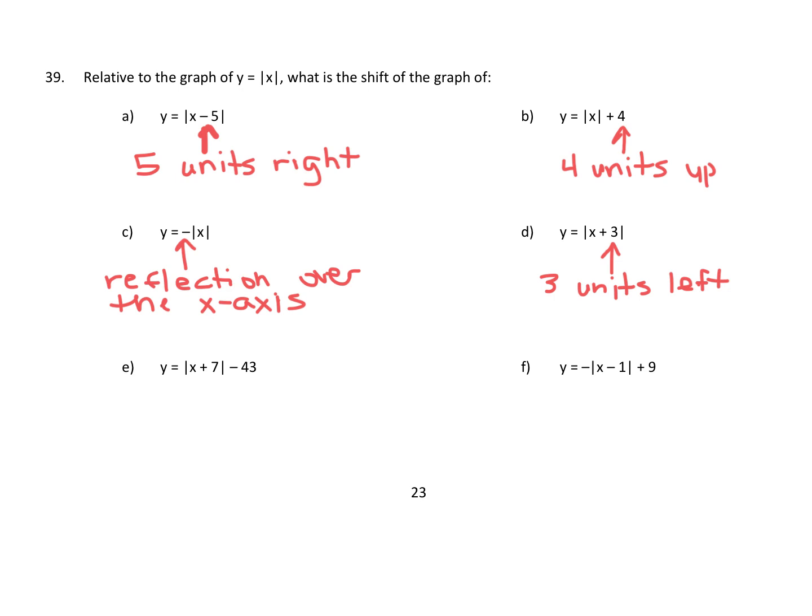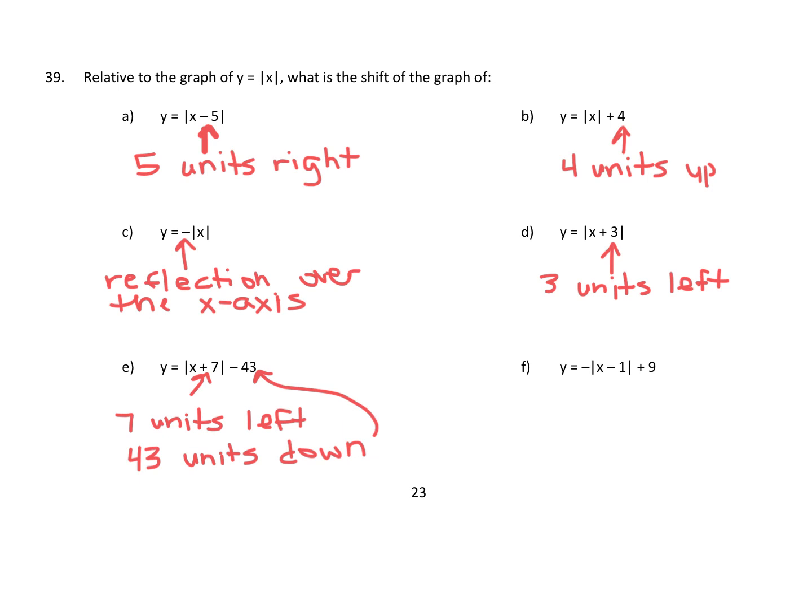Okay, now if you look at letter E and letter F, there's actually more than one thing going on. Here we see in letter E, 2 transformations happening. So if you could hit pause and write down what those are, then you could hit play and see how you did. All right, so the +7 within the function tells us we're going 7 units left, and the -43 at the end tells us we're going 43 units down.